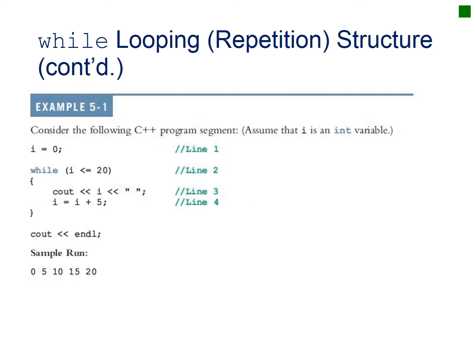Let's look at an example. Consider the following code in example 5-1. The variable i in example 5-1 is called the loop control variable. We can see in line 2 that the loop will run as long as the loop control variable is less than or equal to 20. Once i exceeds 20, the loop will end. The sample run produces 0 on the first pass, 5 on the second pass, 10 on the third pass, 15 on the fourth pass, and finally 20, which ends the loop.